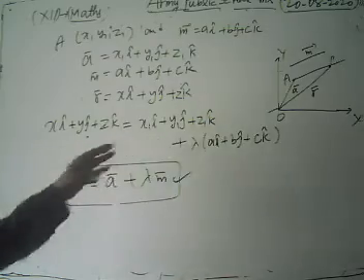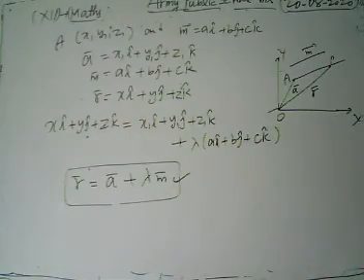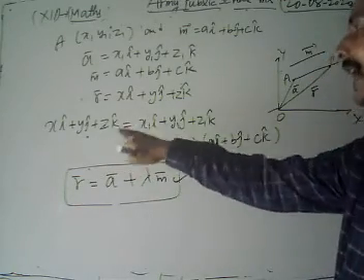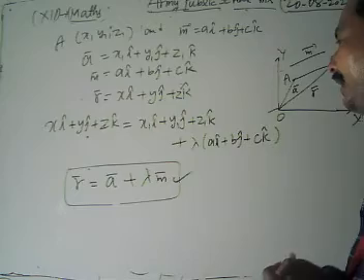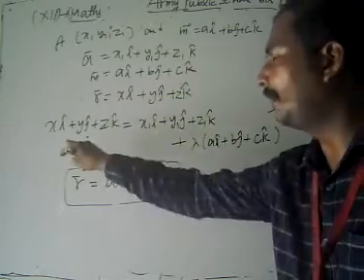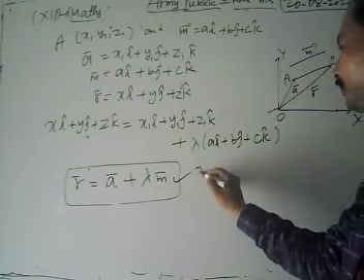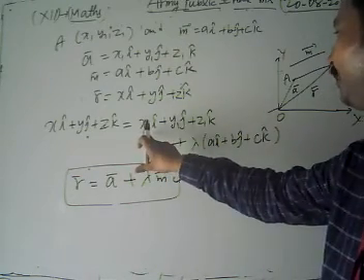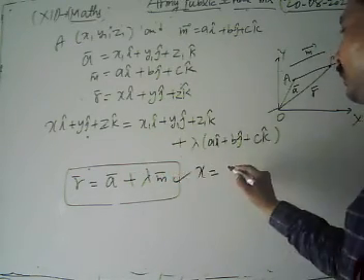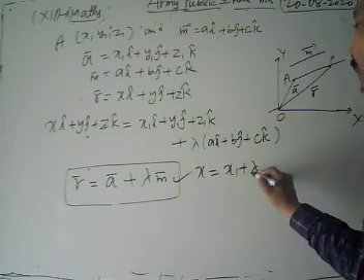Now we are going to compare the coefficients of i cap, j cap and k cap from both sides. Then what do we have? Here we have x. Then x is given by the i cap coefficient, that is, x1 plus lambda a.